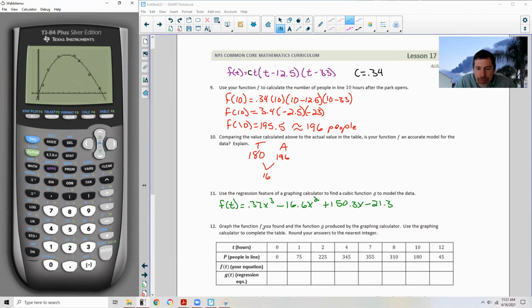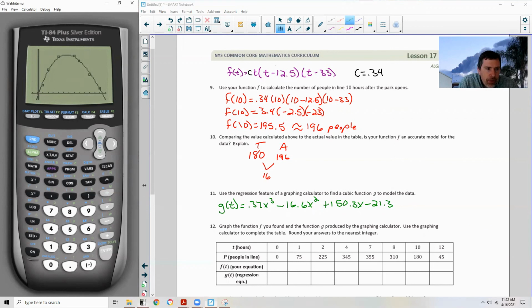So 12 says graph the function f you found and the function g produced by the graphing calculator. Use the graphing calculator to complete the table. So I need to change something here. They wanted us to call the one we used in the calculator g of t, not f of t. Okay, that's the regression equation. Okay, so f of t, your equation.